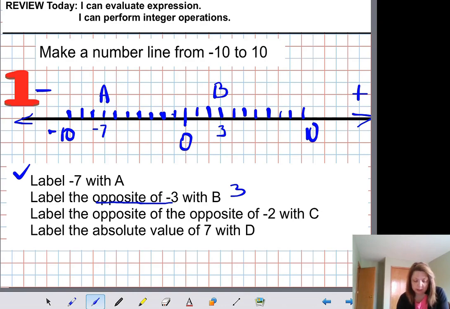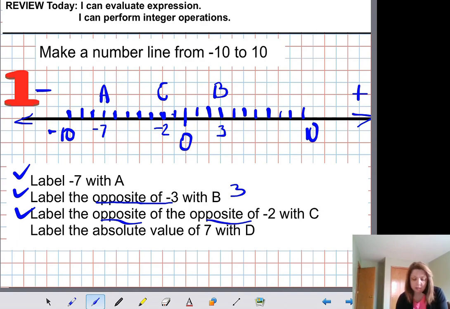Next thing, we will label the opposite of -2. So, two opposites. First, the opposite of -2 is +2. Then the opposite of +2 will be -2. So, C will be -2 right here. That will be letter C labeled.